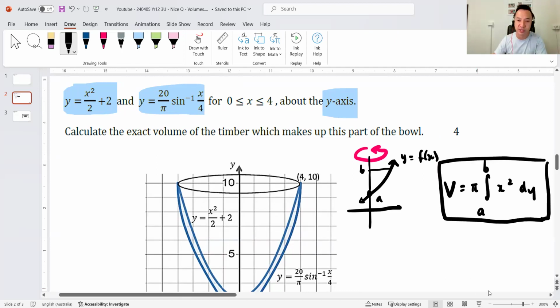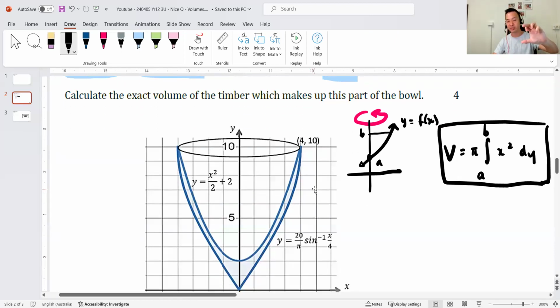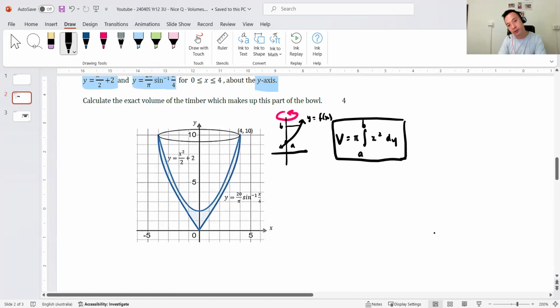So for this one, I just have to do it twice and then subtract it. I can combine them or separate them, whatever you do. Maybe for the first one, from 0 to 10, and then the other one from whatever that is to 10.